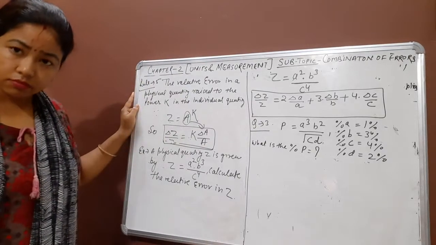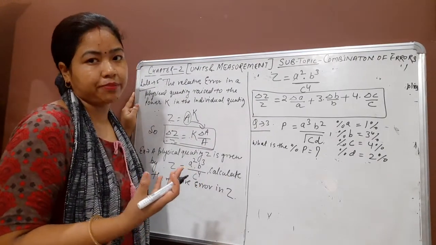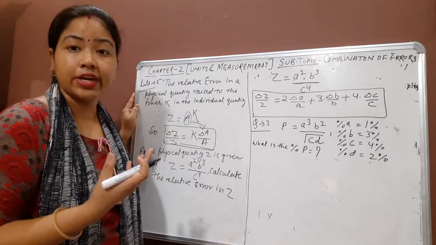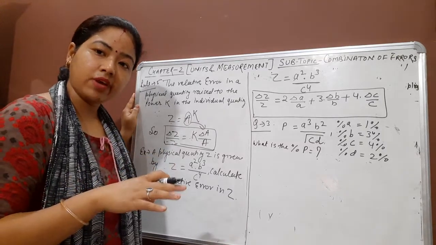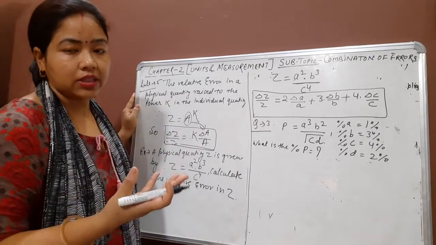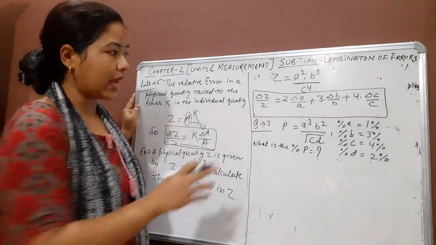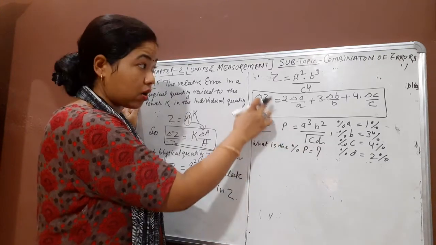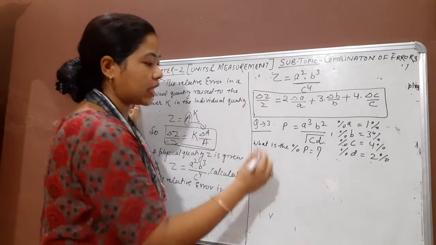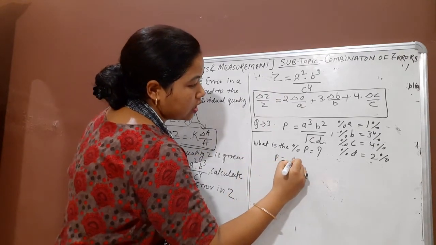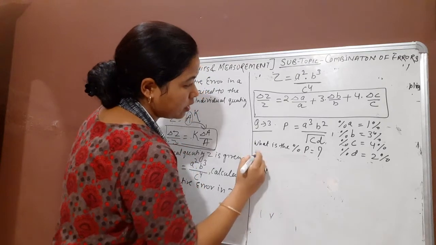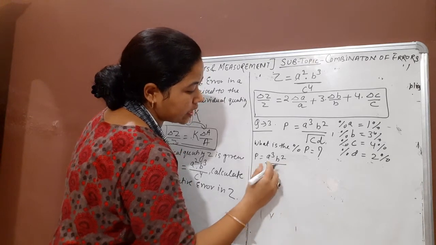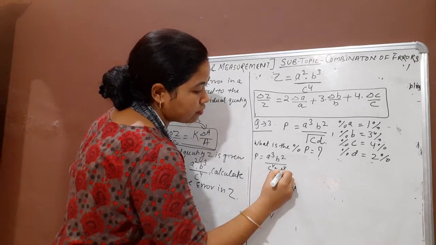Now to calculate the percentage error, the very first step is that whenever we are converting any quantity into the percentage error, first we have to know the relative error values. When we multiply the relative error by 100%, those values will be converted into the percentage error. So first we will write p in terms of relative error. p equals a cube b square upon under root c into d, and under root c into d can be written as c to the power 1 by 2 and d to the power 1 by 2.